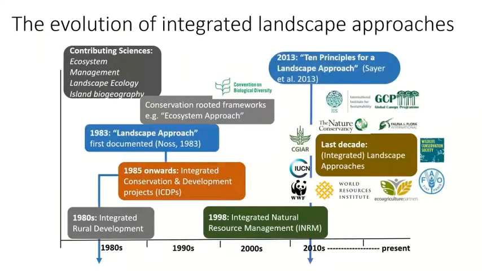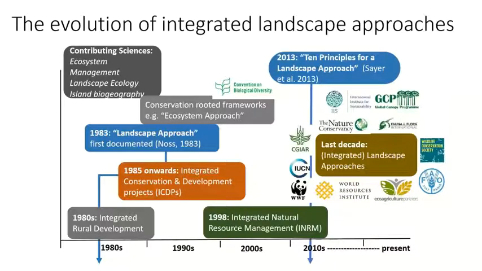So this is based on some work we did a few years ago where we tried to track the evolution of integrated landscape approaches as a concept. And this gives a general idea of how the approach has evolved. Starting from the early 80s, you have these integrated rural development approaches. Much of the work at this point was influenced by the conservation literature, ecosystem management, landscape ecology, and principles of island biogeography, which obviously came earlier.